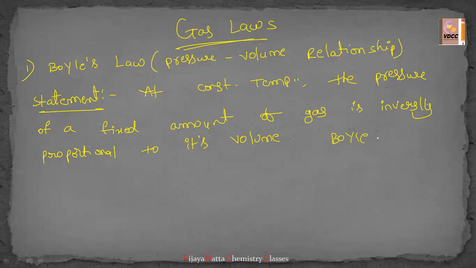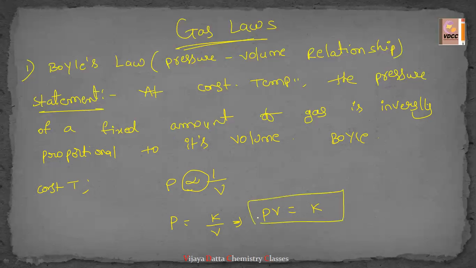At constant temperature, we want to bring the relationship between pressure and volume. Pressure is inversely proportional to volume. Removing the proportionality, P equal to K by V, where K is called a constant. So we can write PV equals K. Taking the same law for two different gases, we can write P1 V1 is equal to P2 V2.